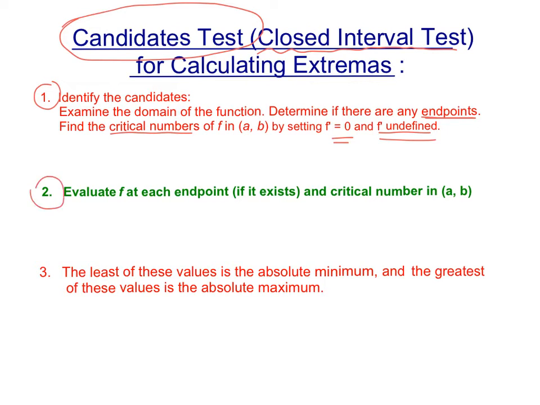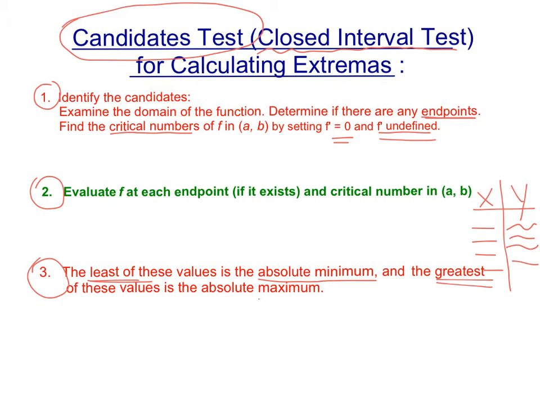Secondly, once you've identified your candidates, now you're going to evaluate each of them. So you're going to evaluate the function at each endpoint and at each critical number. And basically you'll make an XY table, you'll list your endpoints and your critical numbers, and you'll find their Y values. After you've done that, then you'll examine your list. The least of these values is your absolute minimum. And the greatest of these values is your absolute maximum. This should make sense both numerically and graphically when you examine the graph.